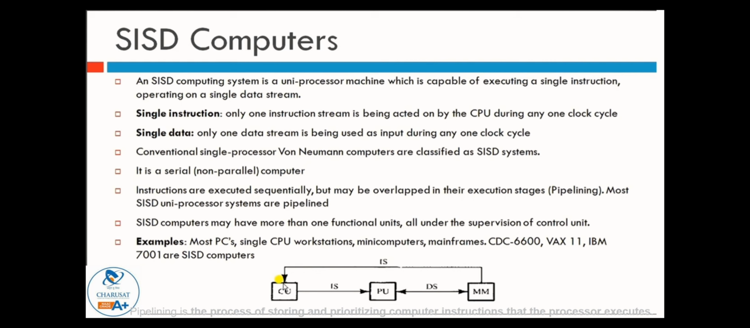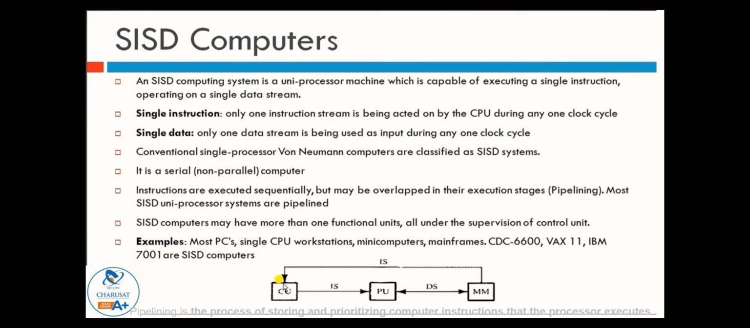Conventional single processor von Neumann computers are classified as SISD systems. It is serial, meaning non-parallel computers. Instructions are executed sequentially but may be overlapped in their execution stages. Most SISD uniprocessor systems are pipelined. What is meant by pipeline? Pipelining is a process of storing and prioritizing computer instructions that the processor executes.